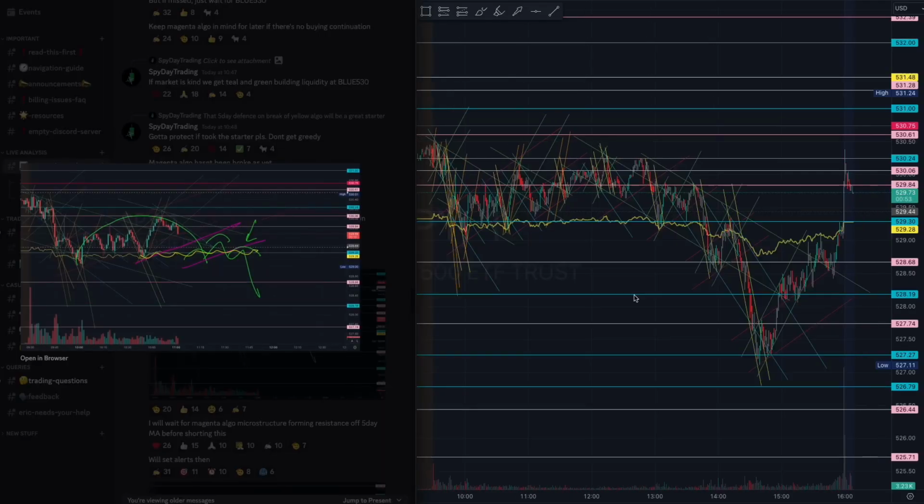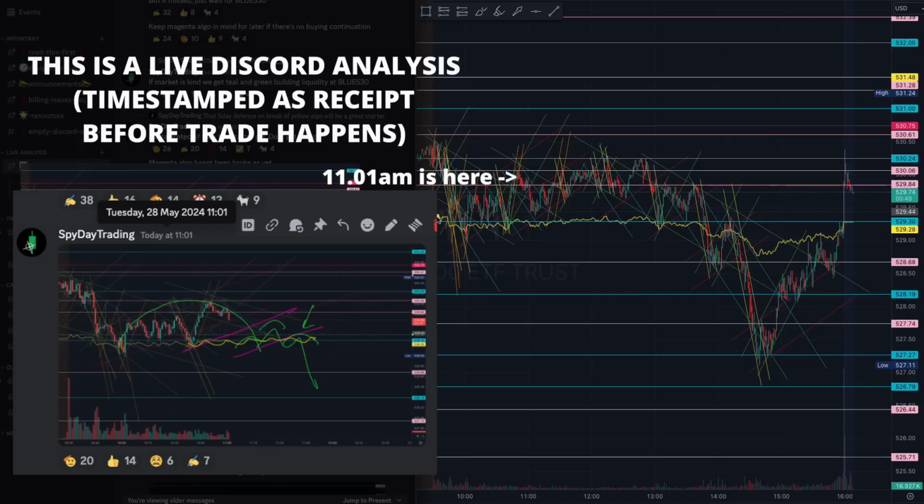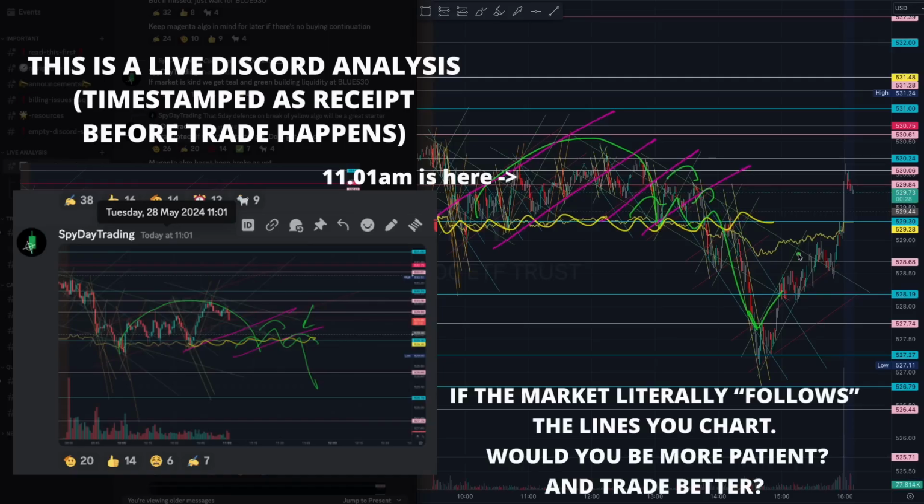Now I want you to see this beautiful 5-day moving average right there. Can you see the market closing the cup right here, and with the magenta forming that handle and giving us that beautiful inverse cup and handle move here, just from that 5-day moving average right there.